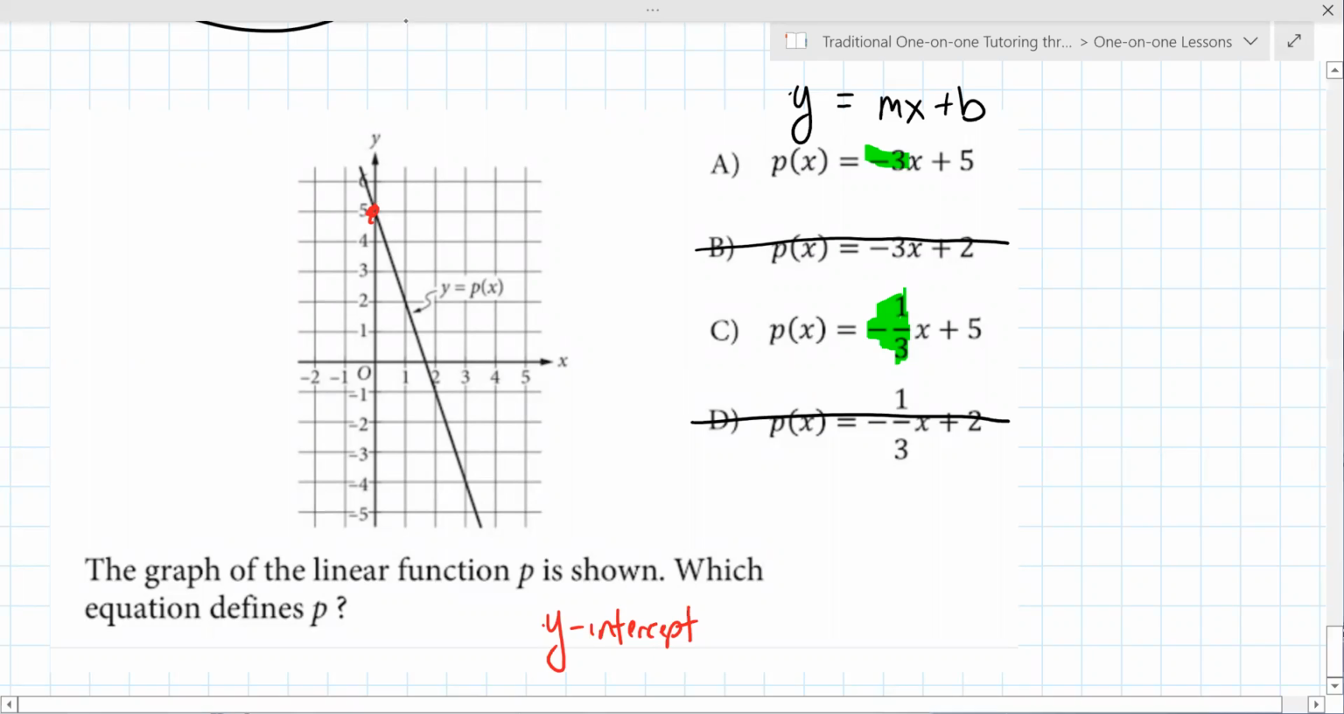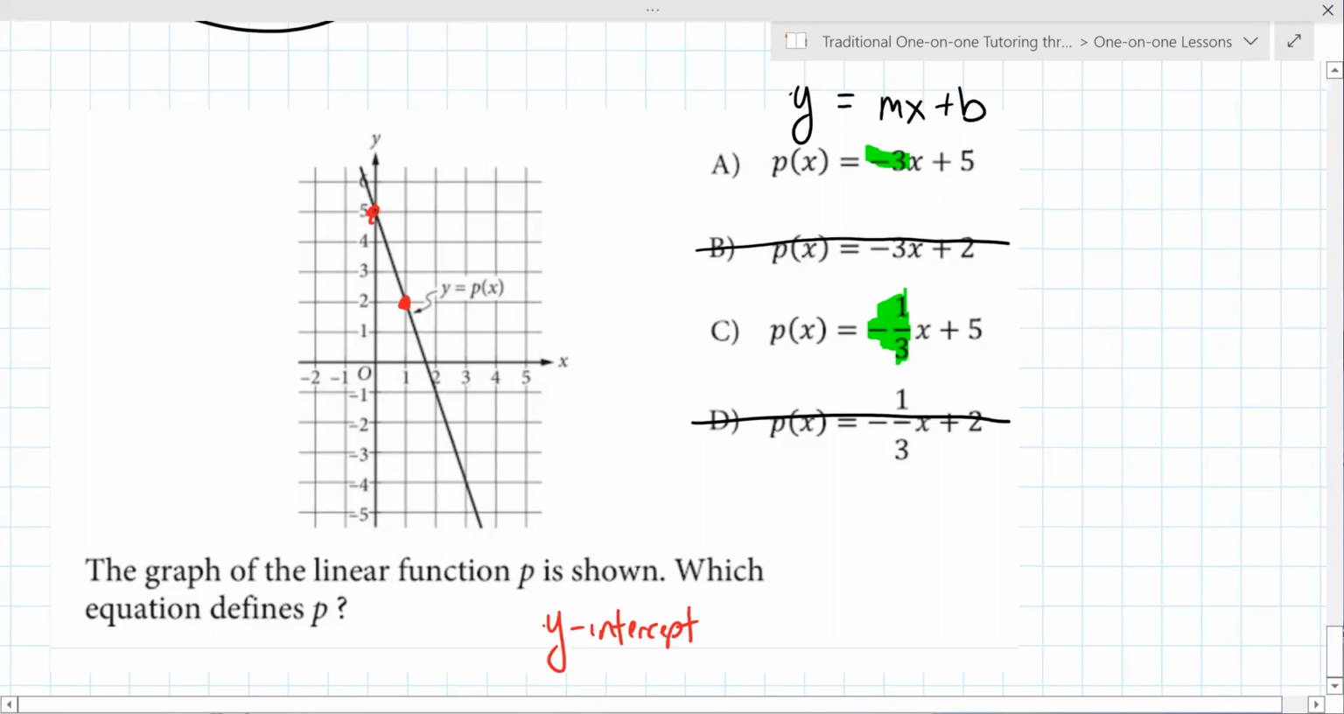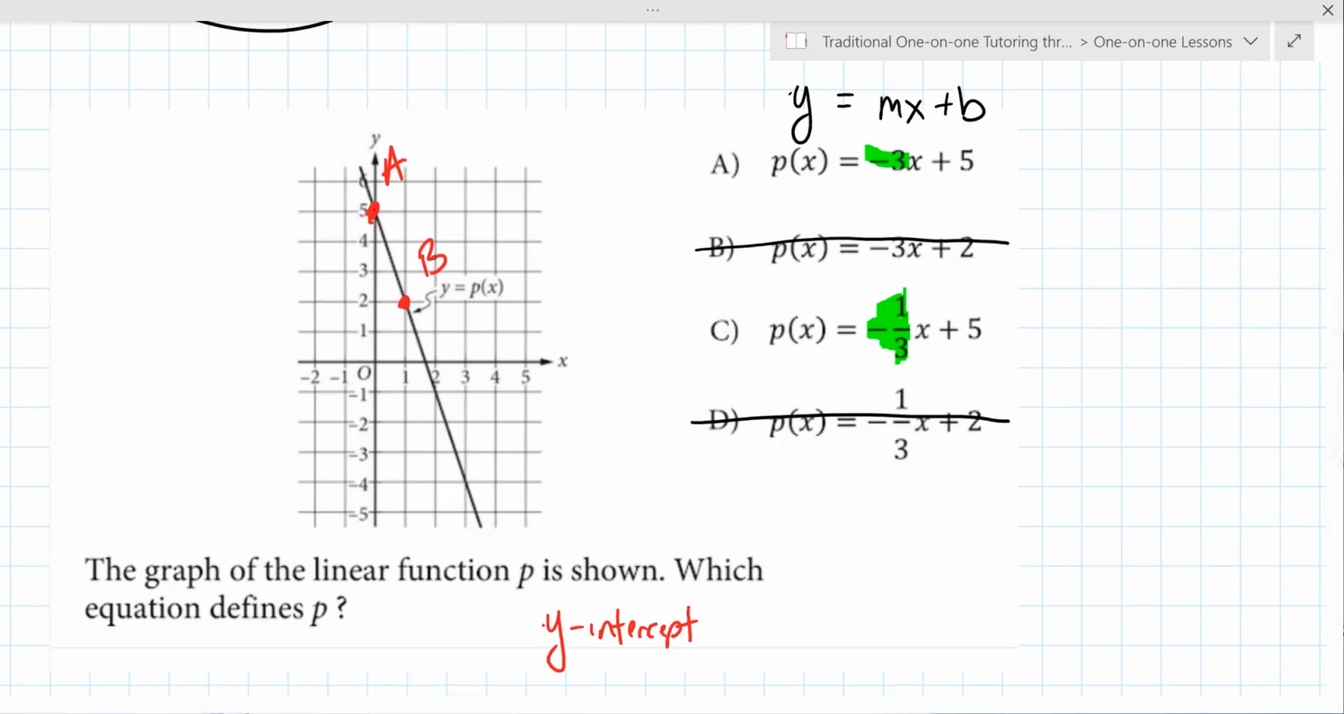Let's go to the graph. Let's go to that B value. And let's go to this other value in red. Can you tell me how you go from, let's call it A, to B? 1, 2, 3, and then 1. It goes 3 spaces down and 1 space to the right.